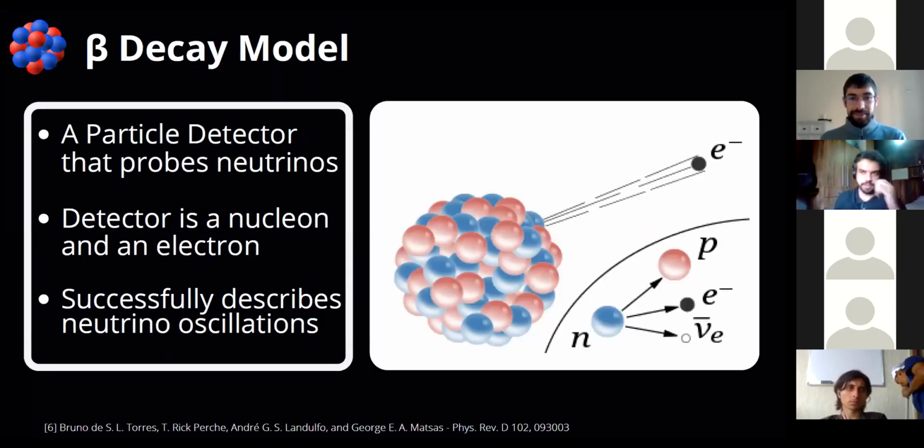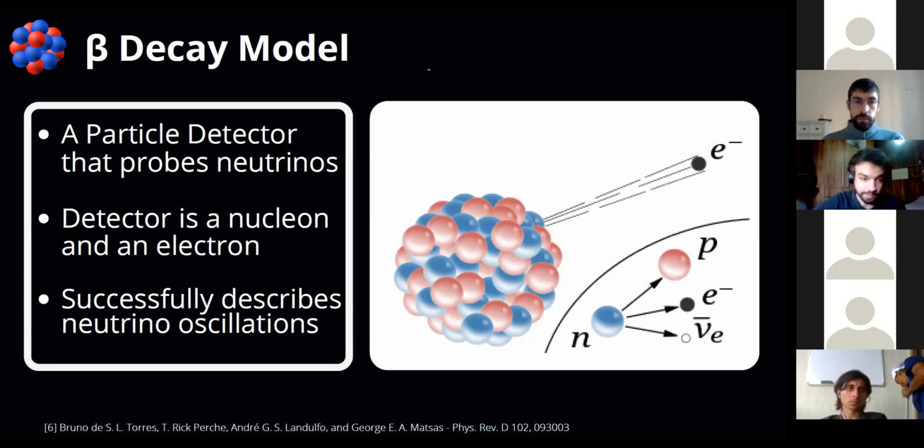So let's talk about the third model that we'll be talking about here. This is the Beta Decay model, the fermionic particle detector model. And before anything, I'll just try to motivate this a little bit and try to convince you that this model sort of works. So this is a particle detector model that probes neutrinos. It probes the neutrino field. Technically, it probes antineutrinos more than anything, but ends up probing both.